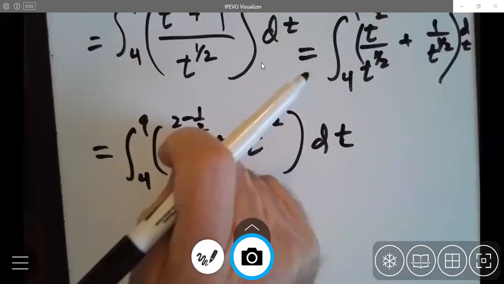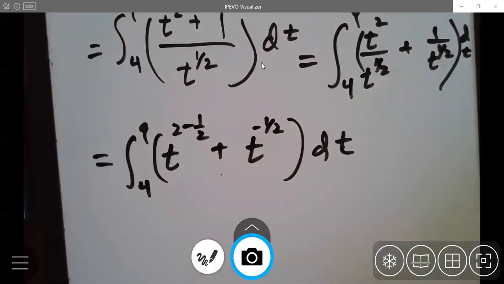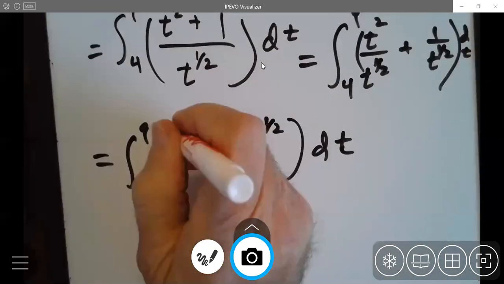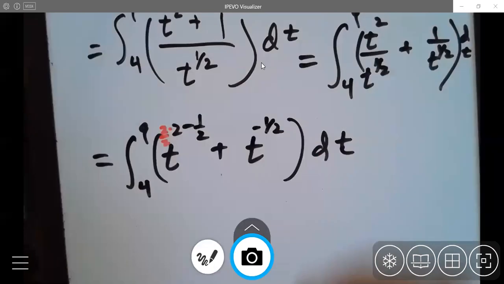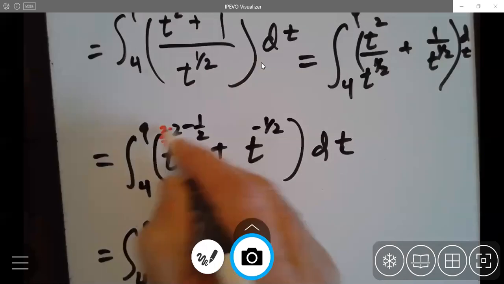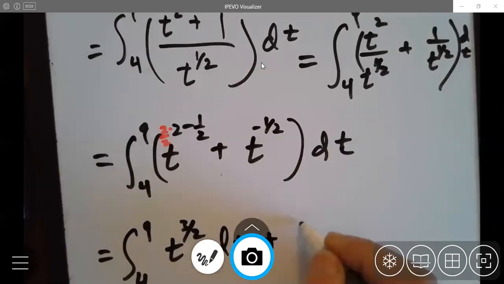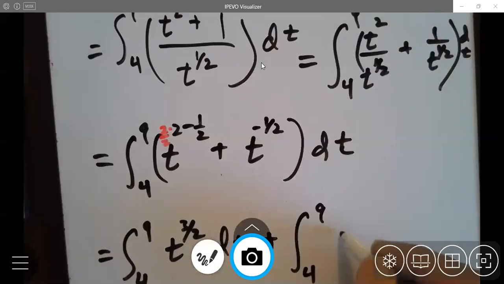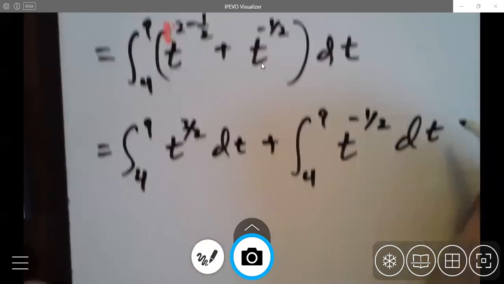Okay, well, we can split that now. The 2, we need a common denominator, right? So we need to make this 2 times 2 over 2, because we need a common denominator of 2. So this would be 2 times 2, that's 4. And we can go ahead and split that. t, that'll be 4 minus 1 is 3 over 2 dt. And then we're splitting this now. So now this is the integral from 4 to 9 of t to the negative 1/2 dt. Okay, questions with that?